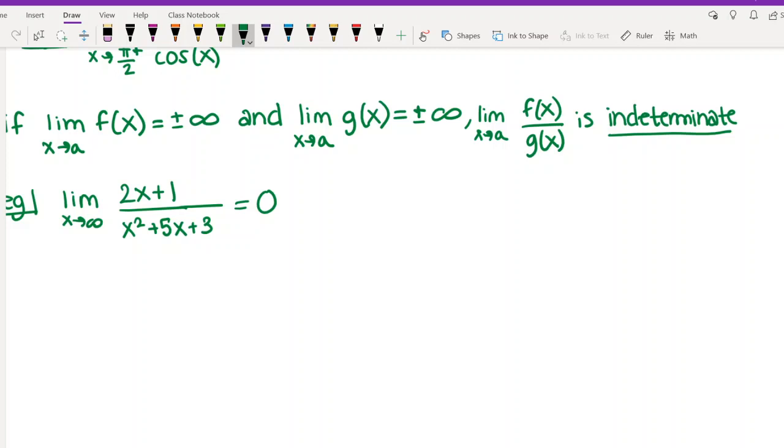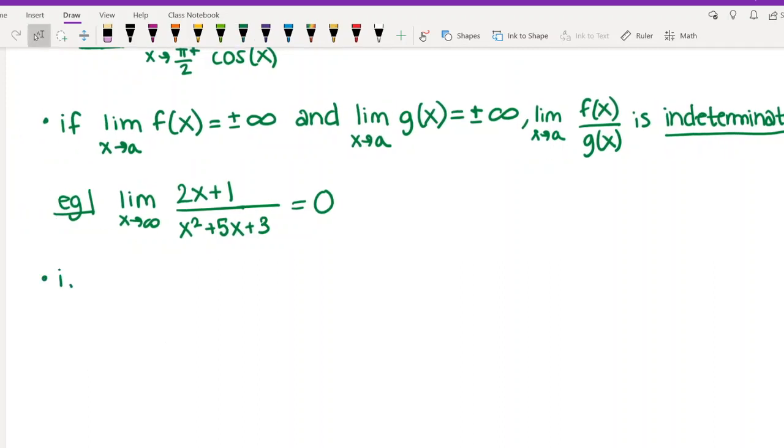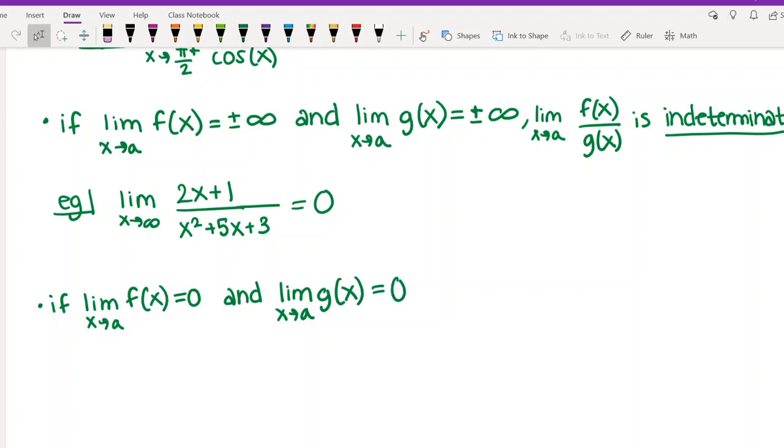Same thing goes if the numerator and denominator both go to 0. So if you get 0 over 0. If the limit as x approaches a of the numerator is equal to 0 and the limit as x approaches a of the denominator is also equal to 0, then we also say that the limit as x approaches a of f of x over g of x is indeterminate.